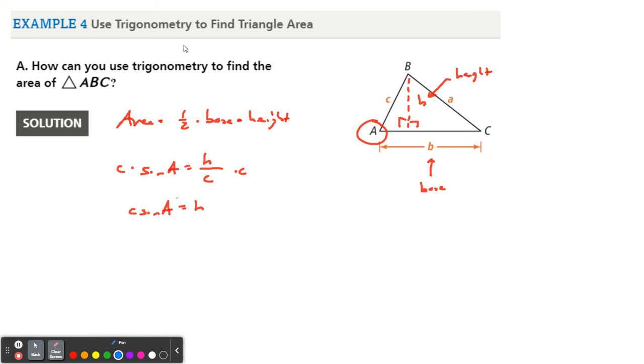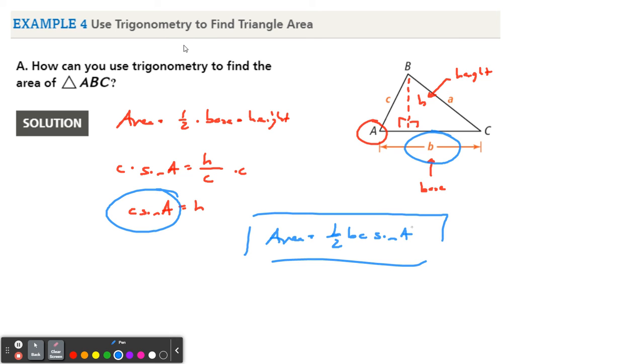And now we're going to plug in this for your height, and this for your base, and you're going to get a nice little formula for area. Area equals 1/2 BC sine of A. And it kind of flows, right? This is an area formula we can use when you are given side, angle, side. It is a side, angle, side method of finding the area of a triangle in trigonometry. So let's try one.